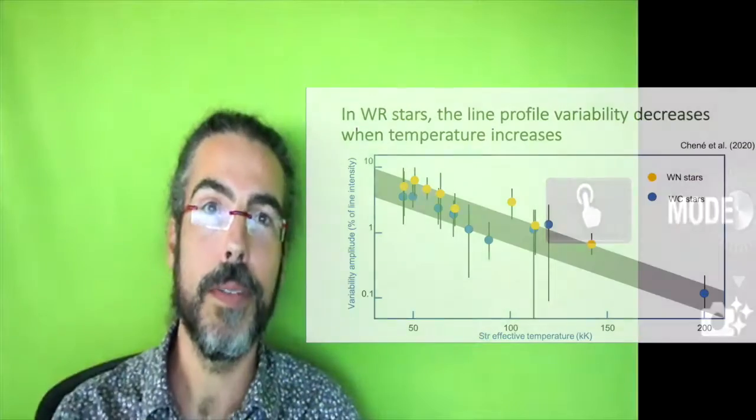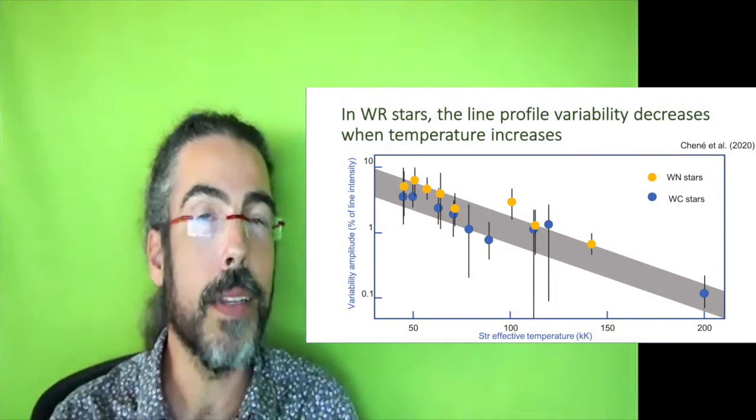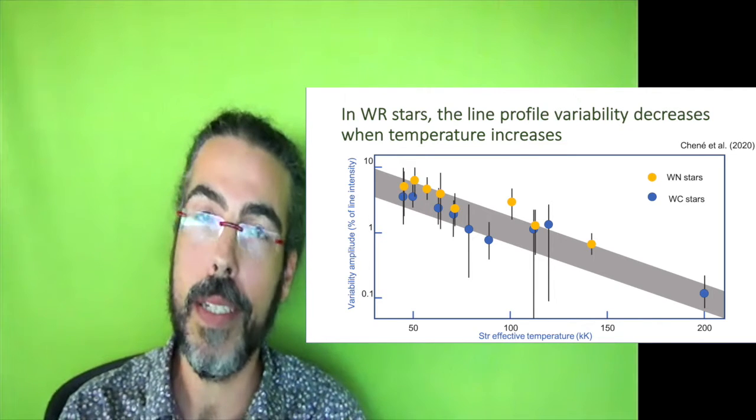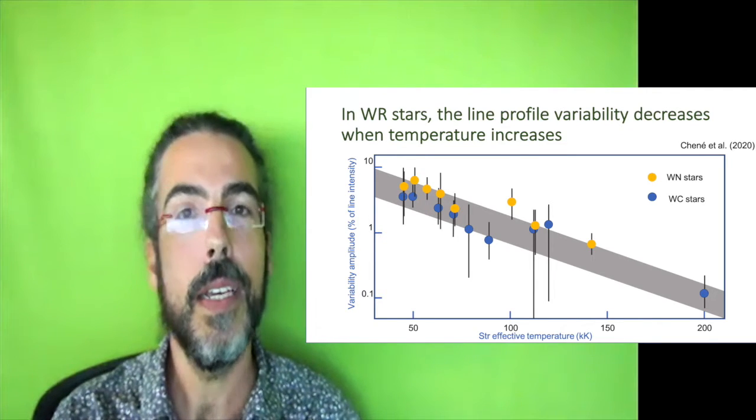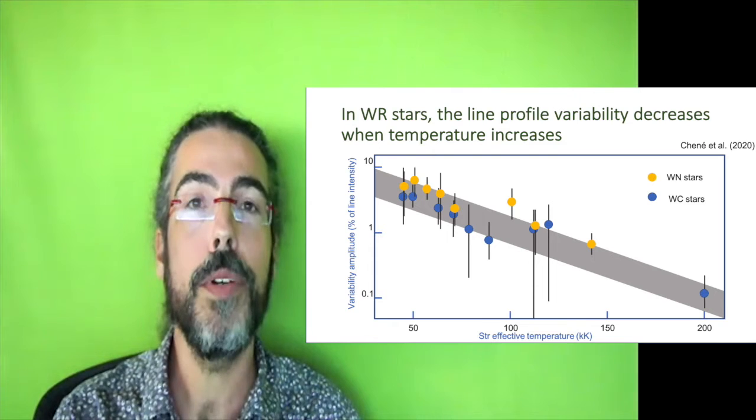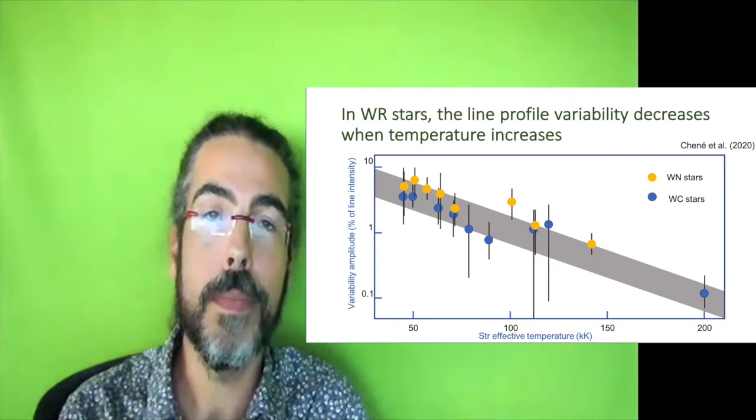It is a pleasure to present to you my latest result on the clumping in the wind of Wolf-Rayet stars. Let me start right away with the result. So my result is that the line profile variability in Wolf-Rayet stars decreases when the temperature increases.